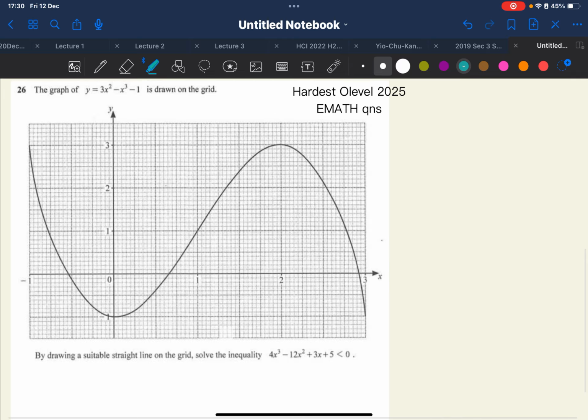Okay, so this question is really hard, and some may say it's a bit unfair because it cuts into view of the EMATH knowledge. But I'll explain how to do it and why this is not unfair, because everybody knows how to do it if you understand the concept. Okay, first of all, let's take a look.